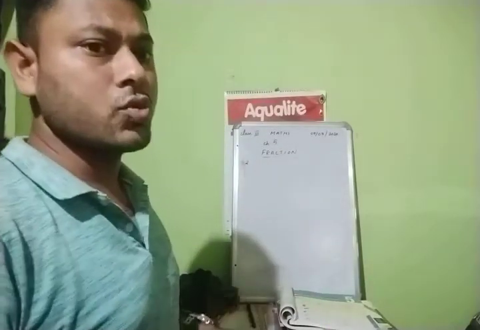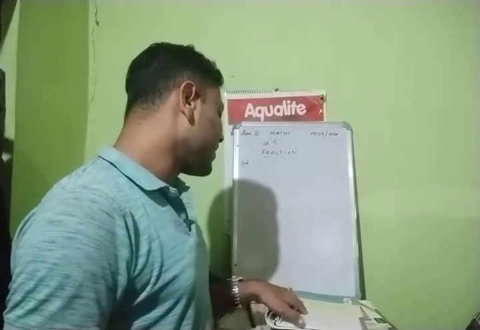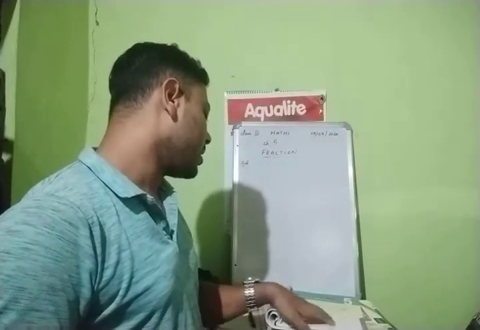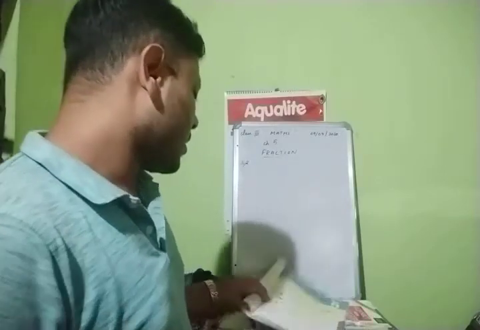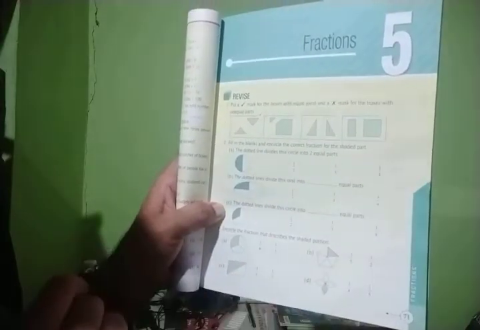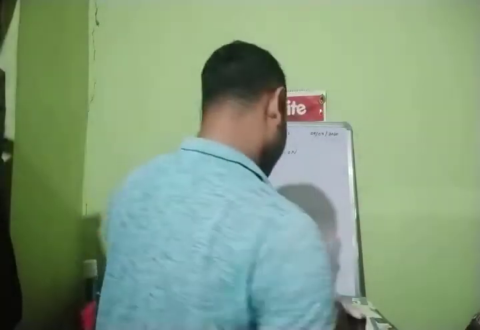Question number 2. Fill in the blanks and encircle the correct fractions for the shaded part. Okay. The questions are like this. What we have to do? We have to tick the correct answer. Also fill in the blanks. If there are blanks, we have to fill in the blanks. Okay. Alright. So question number 2.